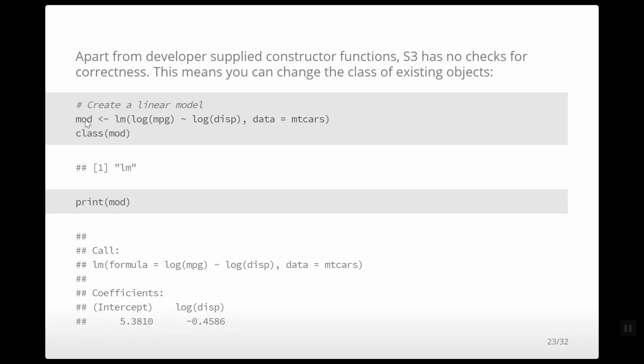So here, we're going to create a model, and we're going to make a linear model between the log of miles per gallon and the log of displacement from the mtcars data set. And we ask, what's the class of the model? It's going to say it's class LM, for linear model. And we print this out, and this is how objects of class LM get printed in R. It tells you the call and the coefficients.